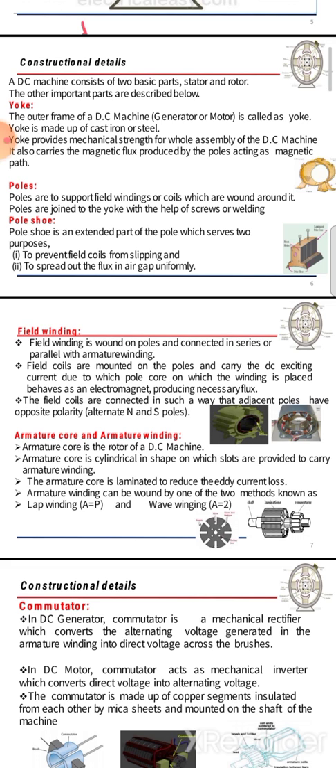Next one is the commutator. In a DC generator, the commutator is a mechanical rectifier which converts the alternating voltage generated in the armature winding into direct voltage across the brushes. In a DC motor, the commutator acts as a mechanical inverter which converts a direct voltage into alternating voltage. The commutator is made up of copper segments insulated from each other by mica sheets and mounted on the shaft of the machine.